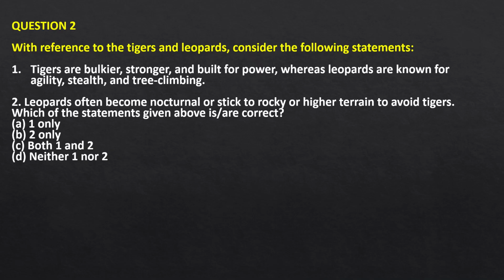Question number 2. With reference to the tigers and leopards, consider the following statements. Statement 1. Tigers are bulkier, stronger, and built for power, whereas leopards are known for agility, strength, and tree climbing. Statement 2. Leopards often become nocturnal or stick to rocky or higher terrain to avoid tigers. So the correct answer for this question is C, that is both the statements are correct. Tigers are bulkier than leopards and have more power and stealth, while leopards have agility, strength, and tree climbing.